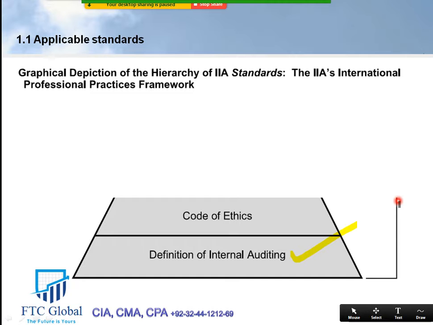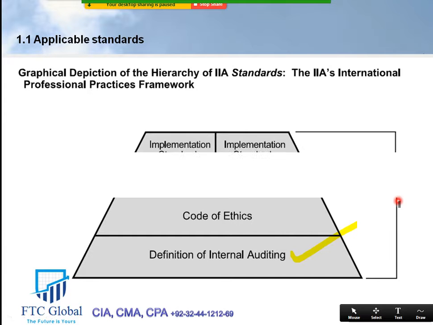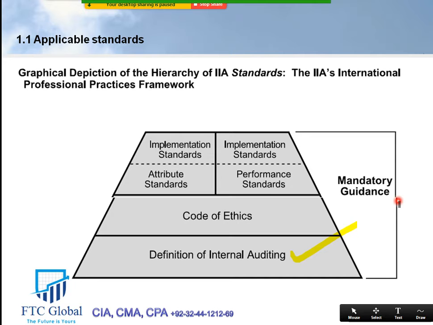Normally, whenever internal auditing is defined, this definition which you have just read is used by almost every professional accountancy body in the world. This definition is so comprehensive, so deep, well encompassing. So the definition of internal auditing is the foundation. The next layer is the code of ethics, which we are going to study today. Then the next layer is two standards, attribute standards and performance standards, and the detail and description of how these standards are to be implemented. We have a third layer called the implementation standards.